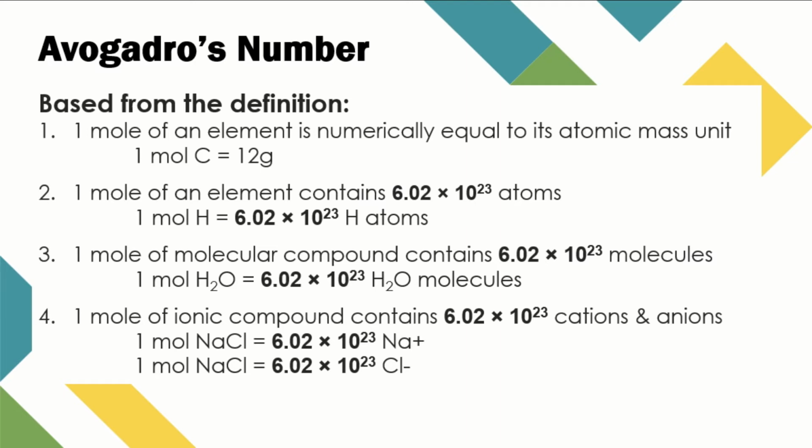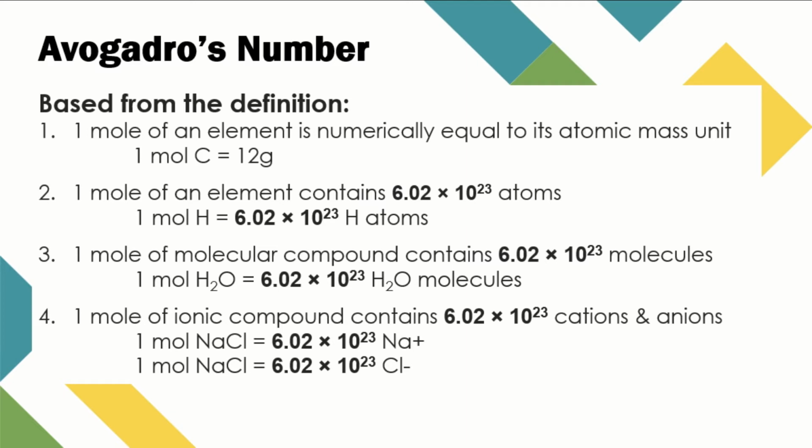Again, ang isang mole daw ng isang compound, nagko-contain siya ng Avogadro's number of molecules. Yung number of particles natin, in Avogadro's number. So, for example, we have 1 mole of water, so it's equivalent to 6.02 times 10 raised to 23 water molecules. And for number 4, 1 mole of ionic compound contains 6.02 times 10 raised to 23 cations and anions.